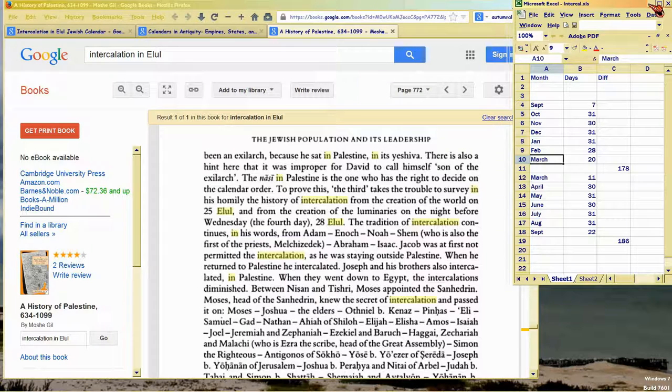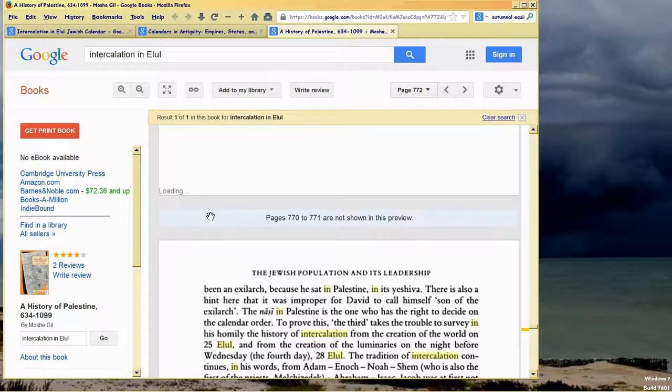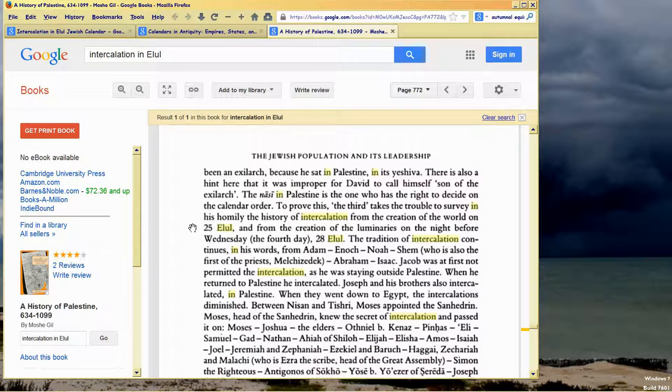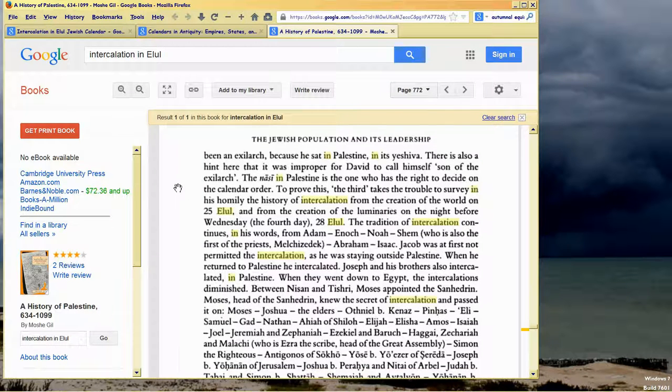Well, here's a book that offers an idea. She's quoting somebody, but I can't tell who, because that's on pages 70 and 71. And her book is $72 or more, so I have to get that one too. All right. Nasi means leader in Palestine. And I'm reading right here: the Nasi in Palestine is the one who has the right to decide on the calendar order.